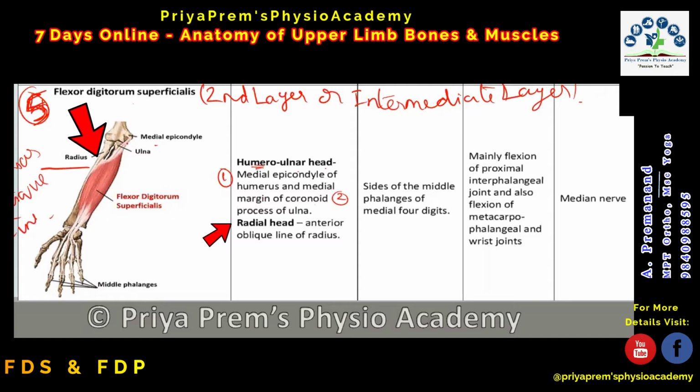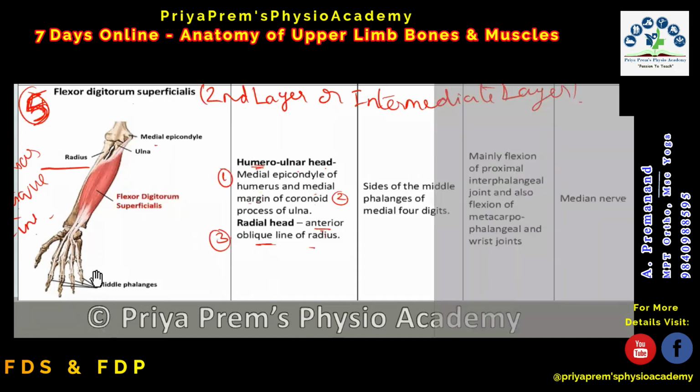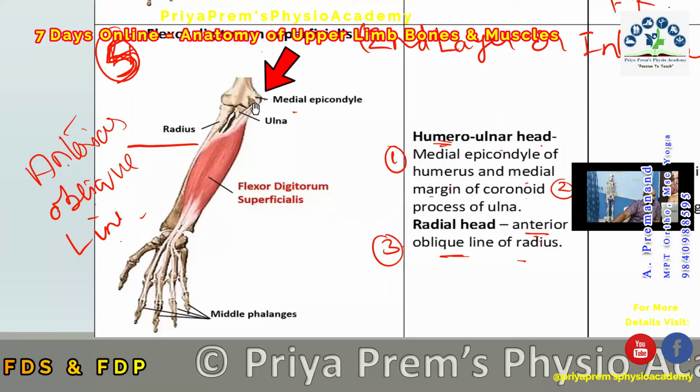What is the anterior oblique line? There is the anterior border, which is oblique on the top and vertical on the bottom. That oblique part is called the anterior oblique line, the upper part of the anterior border of the radius. So that is the third origin. So it comes from 3 places: the medial epicondyle, the medial margin of the coronoid process, and the oblique line. Follow my cursor: medial epicondyle, second the coronoid process medial margin, and there is an oblique line, the anterior oblique line. That is the third origin.